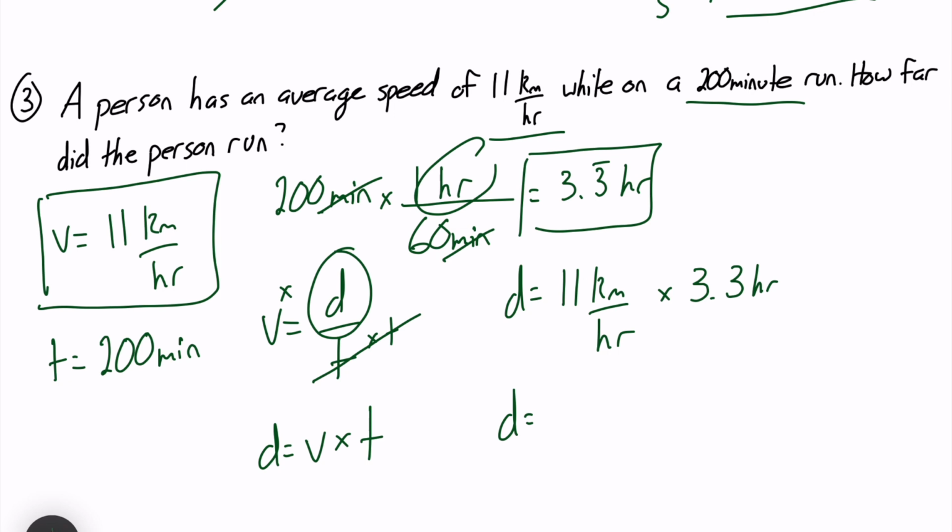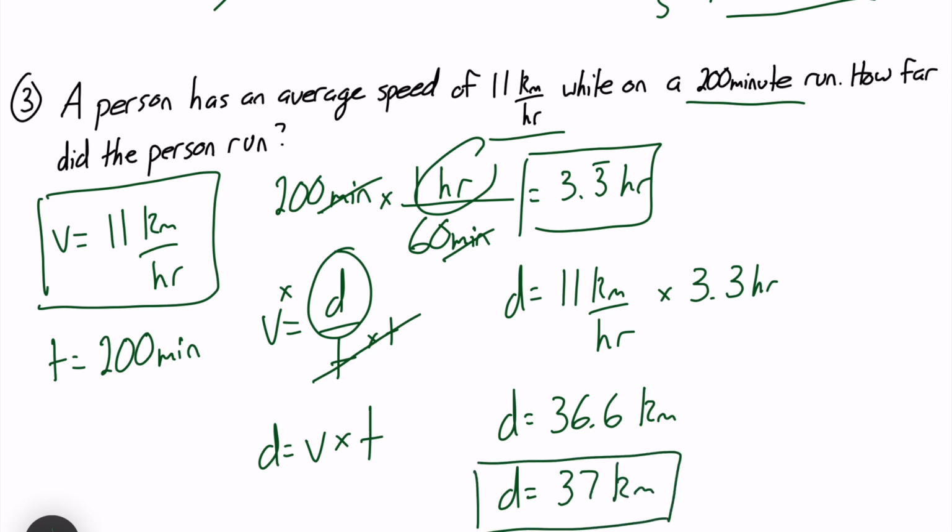And if you plug that into your calculator, so 11 multiplied by 3.3 repeating, you should get somewhere in the range of 36.6. And remember, our units are kilometers right now. And you know what, for sig fig's sake, let's round this to 2. Oops, that's a bad 7. So 37 kilometers. So to answer this question, the runner ran 37 kilometers in this 200-minute run.